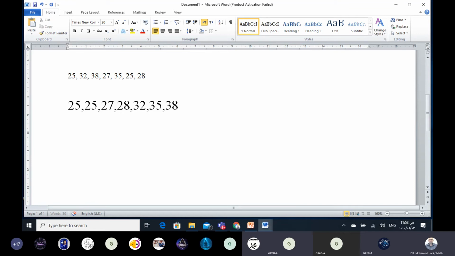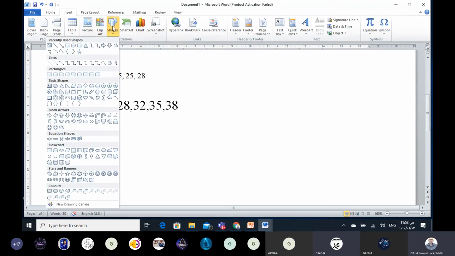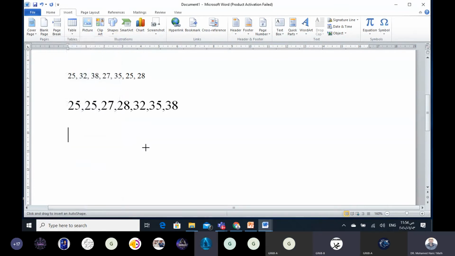The median is 28 and the mode is 25. Muhammad Ammar, tell me. The median is 28 and the mode is 25. Great. Who else? The mode is 25 and the median is 28. Okay, thank you. Thank you, Mansour. Who else? Okay. The median is 28 and the mode is 25.